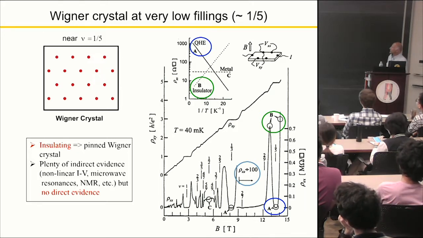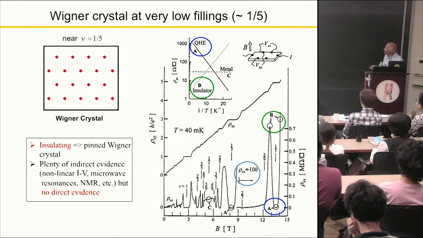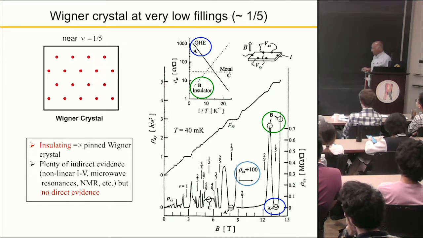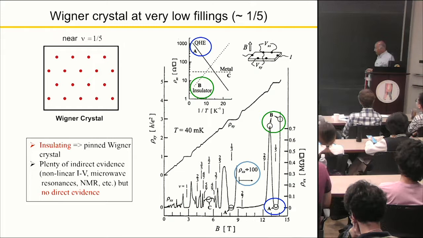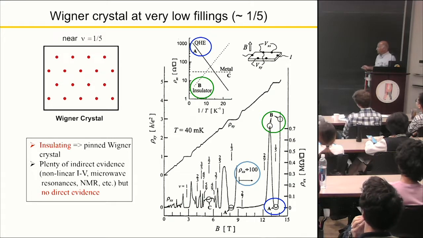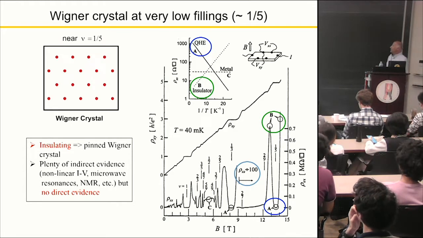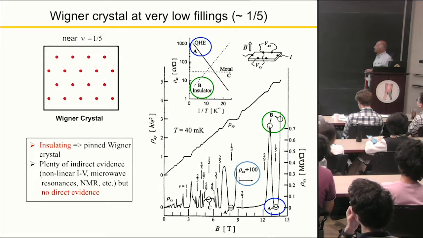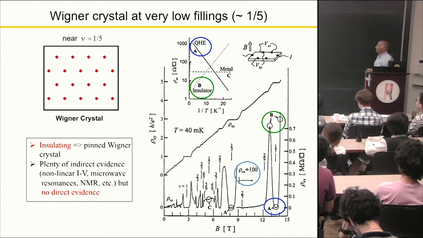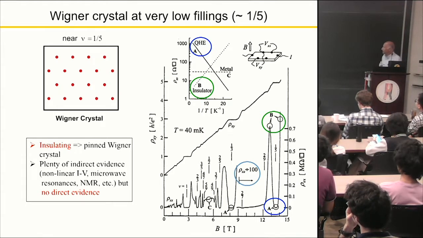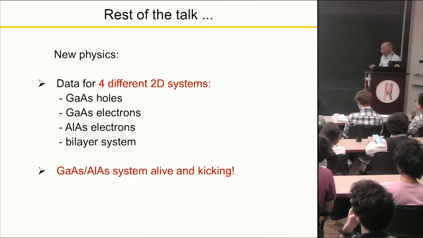And the reason is it's very likely pinned by some disorder that we cannot get rid of in realistic samples. In other words, if this were completely free to move, you could slide it without any effort. But if there is any disorder, it could pin it, and then it shows as an insulating phase. So there is plenty of indirect evidence, nonlinear IV, microwave resonances, NMR, but there is, I would say, still no direct evidence like, say, X-rays or measuring the phonon dispersion directly.